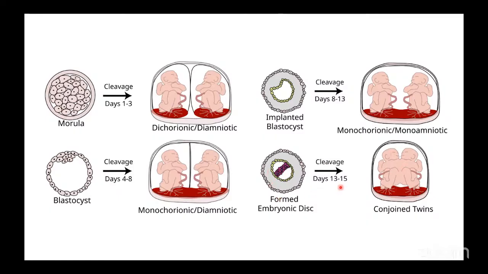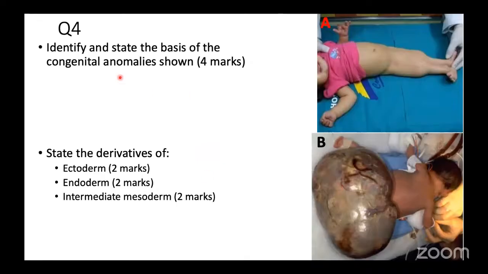Okay. All right, question 4. Identify and state the basis of the anomaly shown and then state the derivatives of A, the ectoderm, B, the endoderm, and C, the intermediate mesoderm. So this is the topic on gastrulation. So I'll give you a minute to answer.